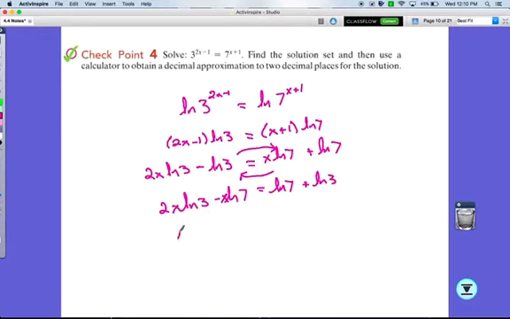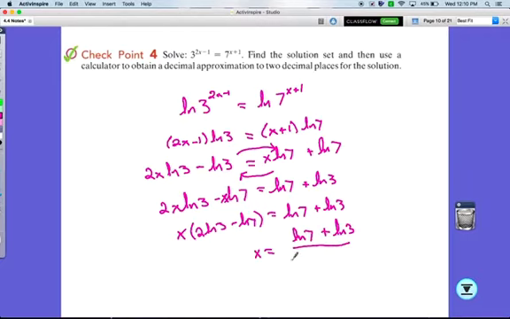Factor out the x. So I got x times 2 natural log of 3 minus natural log of 7. Oop, that looks horrible. Natural log of 7 plus the natural log of 3. And then divide the parentheses over. So natural log of 7 plus the natural log of 3 over 2 natural log of 3 minus the natural log of 7.